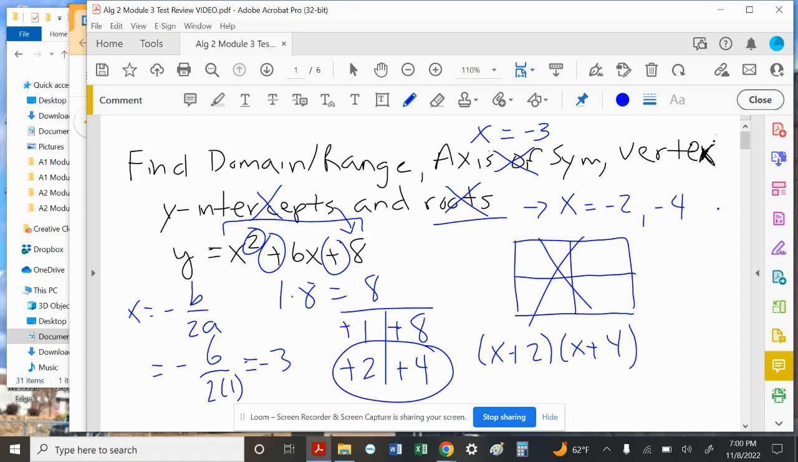My vertex is located at -3, so I would have -3 here, and then I have to figure out what the y value is. That means I'm going to have to plug it in. -3 squared is 9.